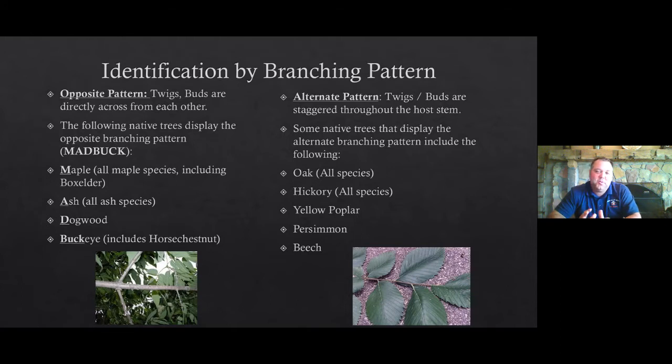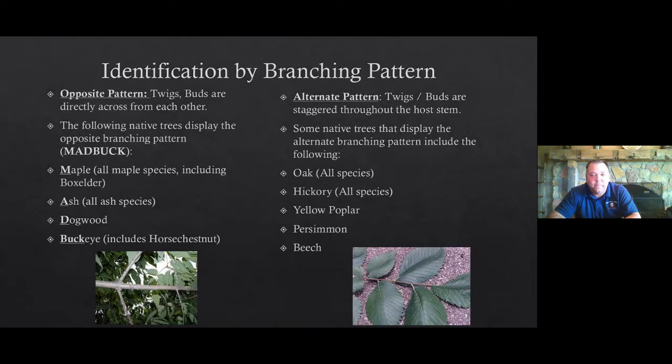But one of the first things we usually tell landowners to look at is actually the branching of the tree. We look at the individual twig and determine whether it is an oppositely branched tree or an alternately branched tree. You look at the two pictures at the bottom of the screen there. The one on the left is an ash, and that's an oppositely branched tree. You can see where the branches come out from the twig directly opposite of each other. The other photo is an elm tree, and you can see how they come out staggered. They're not directly across from each other.